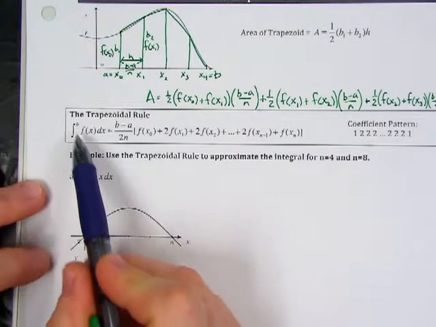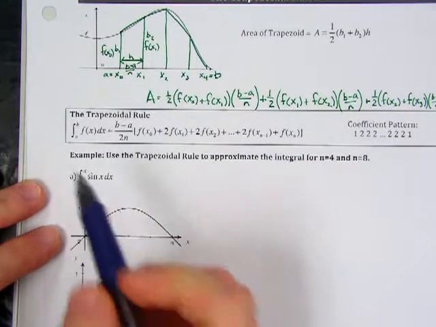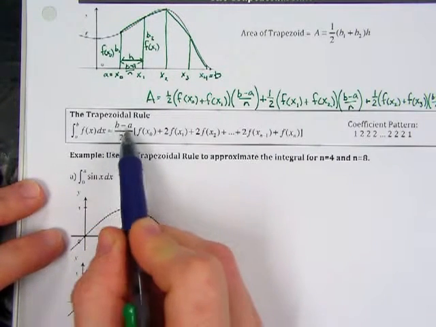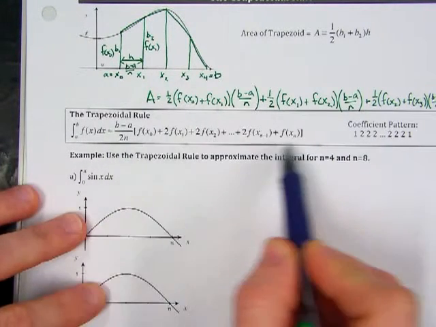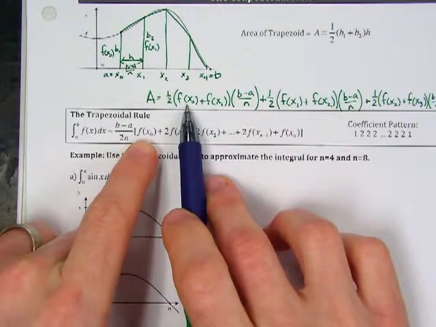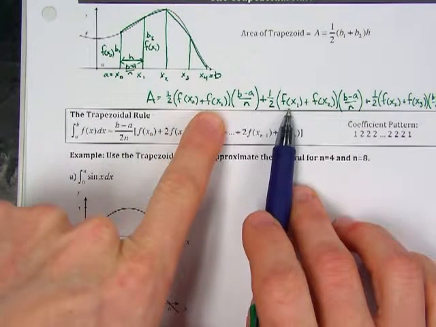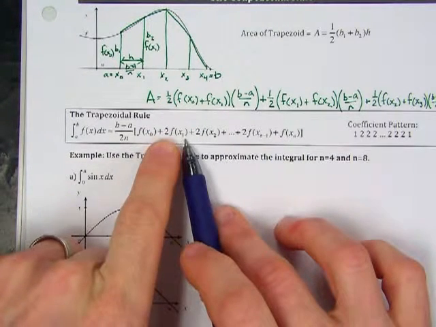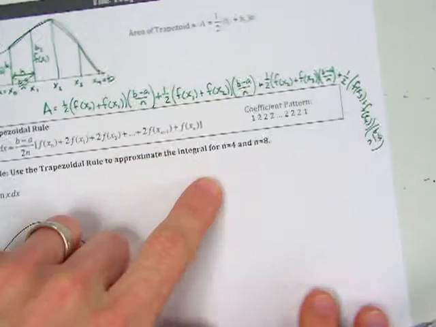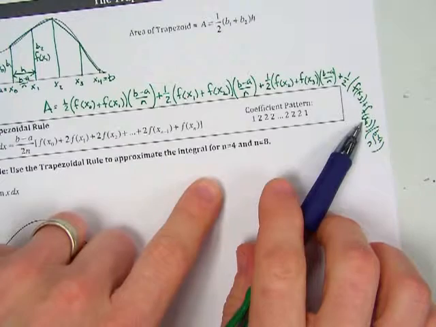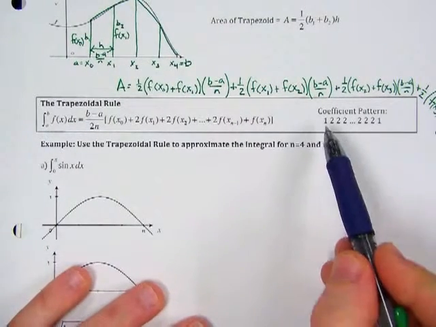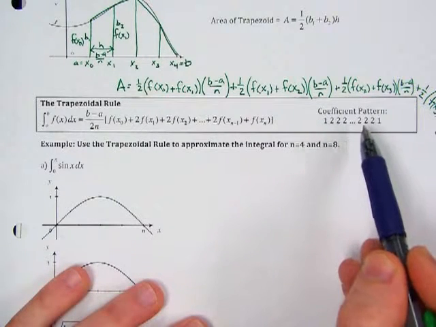So the integral from a to b of f of x is approximately b minus a over 2n times. And you can see here now, we have an f of x sub 0. And then how many f of x sub 1s do we have? 2. And then how many f of x sub 2s? 2. So on and so forth until the very end. How many f of x sub 4s do we have? Only 1. And so we get this coefficient pattern of 1, 2, 2, 2, 2, all the way, and then 1 at the end. Okay, kind of see that there?